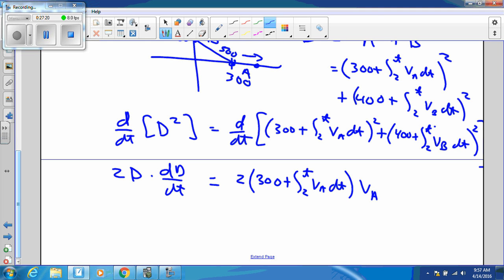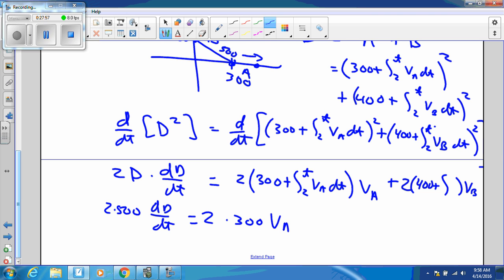The derivative of 300 being 0, and the derivative with respect to t of the integral from 2 to t being va. And here, same thing, 2 times 400 plus the integral times dv. Now, this was ugly. They make up for it on the back end by having everything be lovely. Because d I already know is 500. And t is 2, so this integral actually disappears in the computation. This integral likewise disappears in the computation.